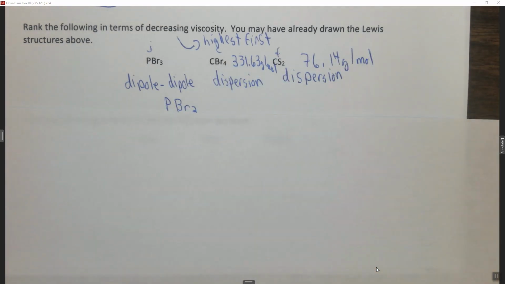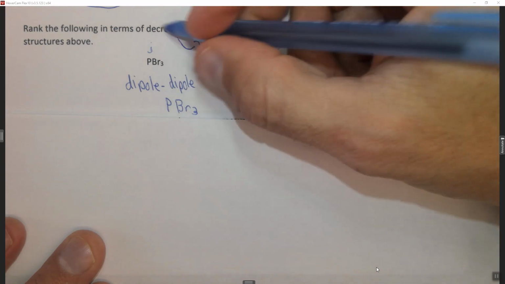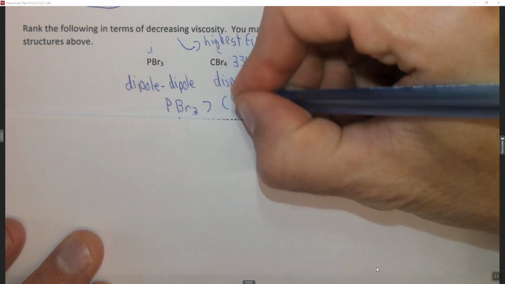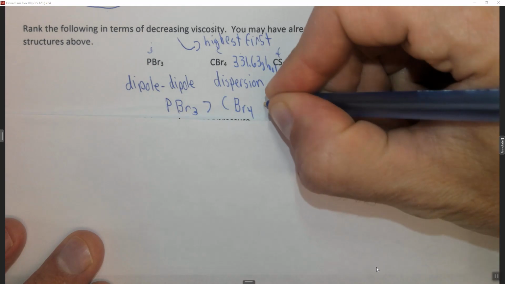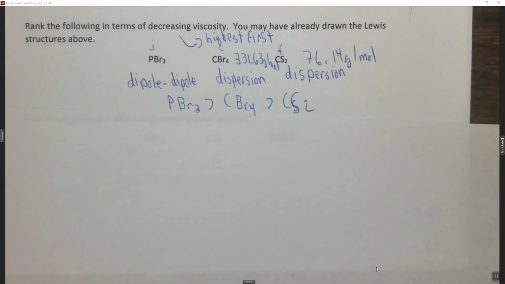You can think about it as the electrons are more spread out, therefore they're more polarizable when they're bouncing around and bouncing into things. So this is going to be decreasing viscosity. So PBr3 is greater than CBr4, which is greater than CS2, which in this case, they happen to be in the right order, but that's just a coincidence.